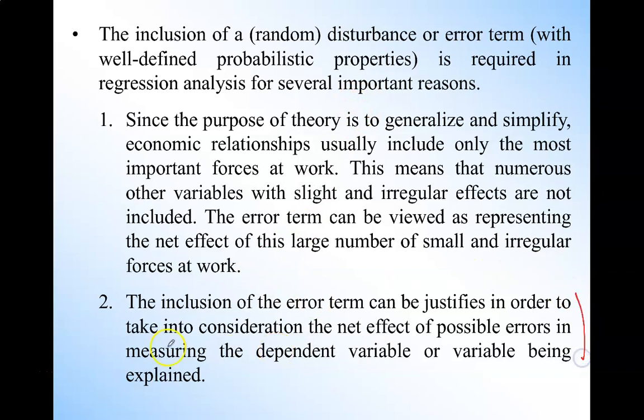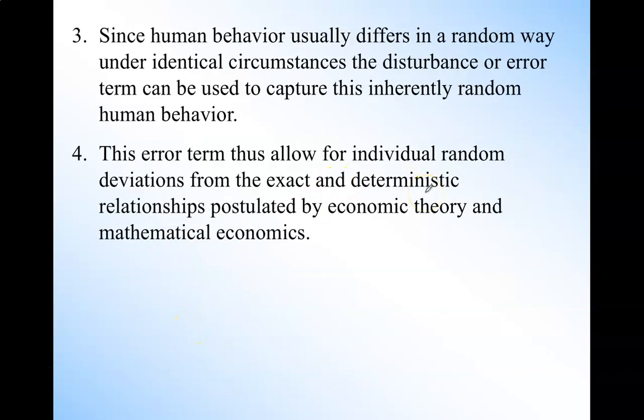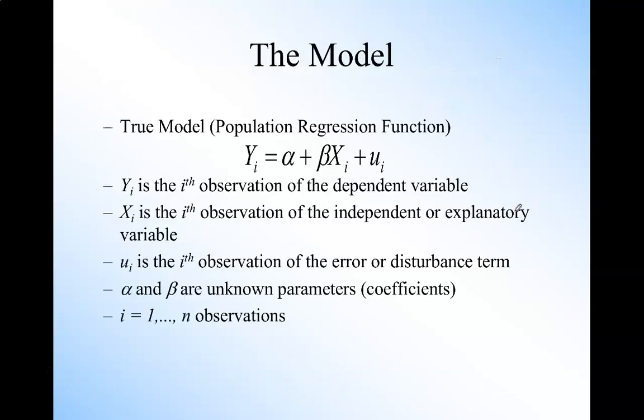It is also justified by considering the net effect of the possible error measured in the dependent variable being explained, in other words. All right. Since human behavior is inexact or erratic, we include the error term to represent such stochastic behavior. The error term can also be a good representation of the variables that you are not putting into the model, in the relationship given by economic theory and mathematical economics.